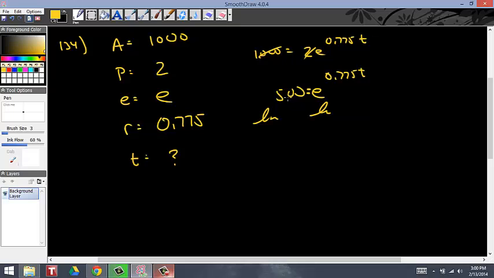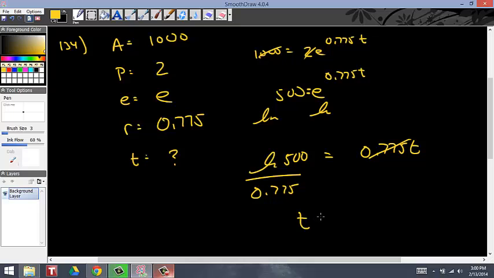Natural log of both sides. Alan, nice job, dude. ln of 500 equals 0.775t. Divide by 0.775. t approximately equals what? Danny.